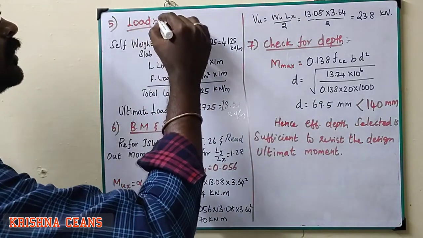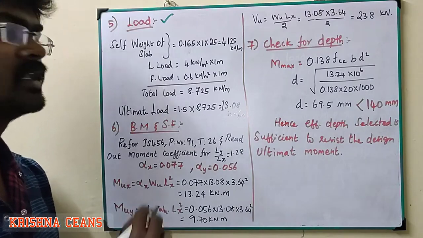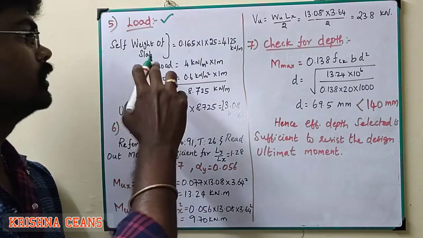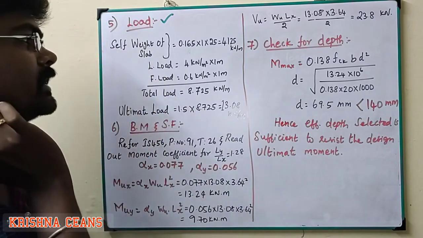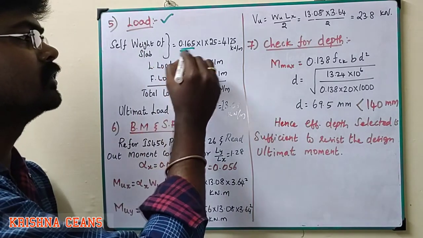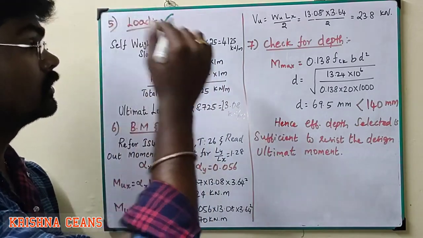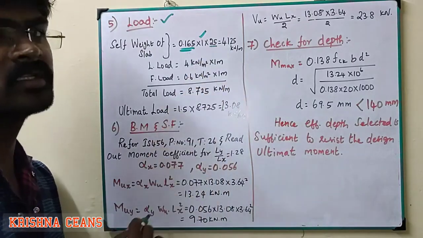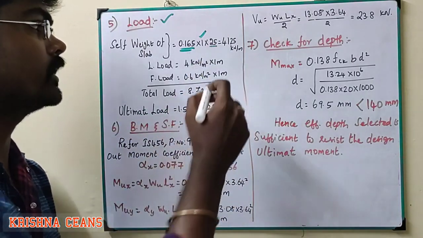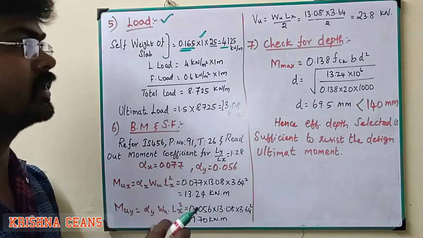Step number 5, load calculation. The load combination here is dead load, live load, and floor load. For dead load we use the overall depth, 0.165 meter into 1 meter. We always design for 1 meter. Then the unit weight of RCC is 25 kN per meter cube. So we get 4.125 kN per meter.